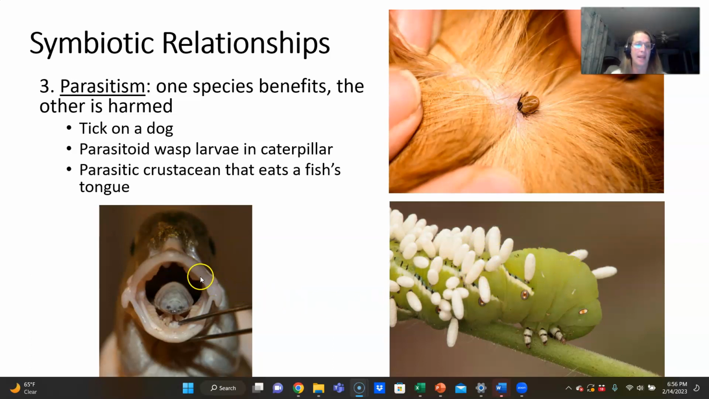And here's a really disgusting example of parasitism. Here we have a parasitic crustacean right here that is a parasite on fish, and it literally eats the tongue of the fish, and then it takes the place of the tongue of the fish. And when the fish eats, it also gets food. So that's a really gross example, but again, one that's not that well known. You may not have heard of that one before. But in each of these cases, we see very close relationships between the parasite and the host, which makes it a symbiotic relationship.